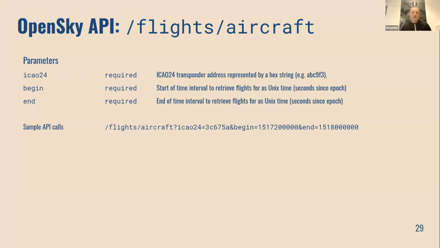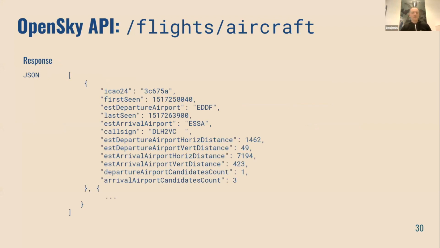So the next endpoint is what we call the flights aircraft endpoint. And this basically gives you all of the flights that a particular aircraft has taken between 2 points in time. So there's 3 required parameters. You need the ICAO24 address, you need a starting time and an end time. And once you provide those, you'll get back another JSON, which is a list of all of the flights that airplane has taken. And again, this is what it looks like. It's fairly easy to understand. It has the departure airport, the arrival airport, when it departed, when it arrived, and a few other pieces of information.